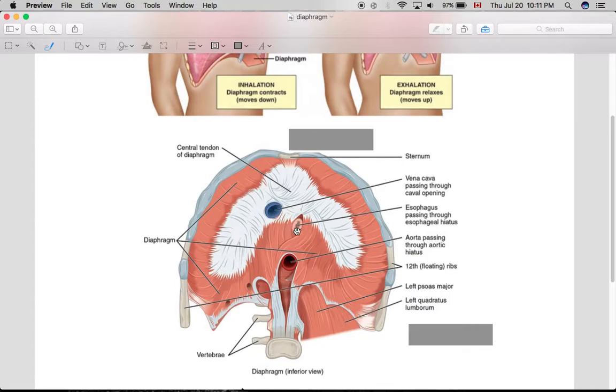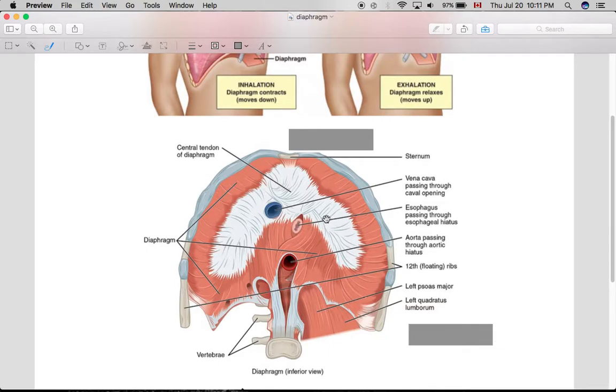So as I said, this diaphragm separates the abdominal cavity and the thoracic cavity. However, there are some structures that need to pass through this diaphragm in order for the body to function properly. These things include the vena cava, the esophagus, and the aorta. So there are these openings, or hiatus, within the diaphragm to allow these passages to go through.